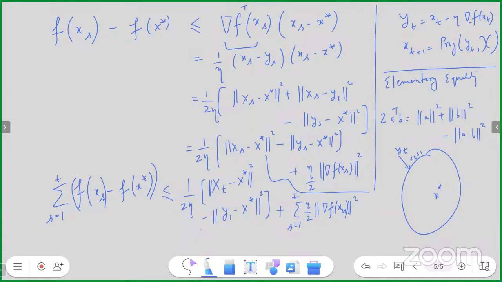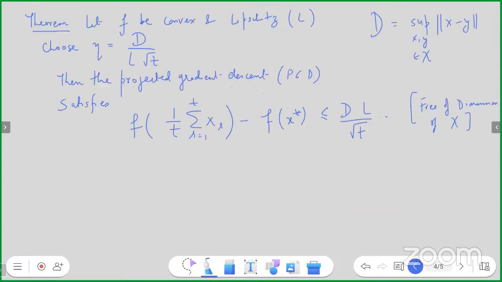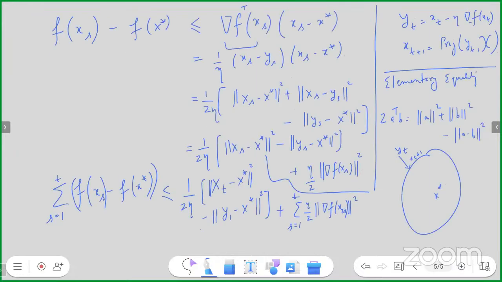Suppose I get to here. Now what? Remember what I want to prove? That it falls as 1 by square root t. Is that good enough to prove 1 by square root t? Next, you should notice you have a choice of eta to play with. You can choose whatever you want. You can make it eta t also if you like. We are not really playing with that.